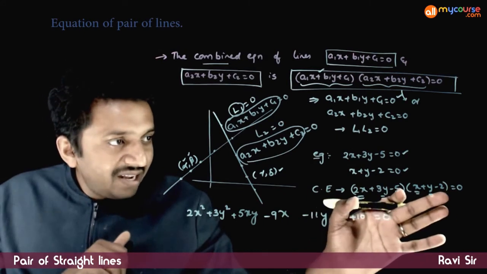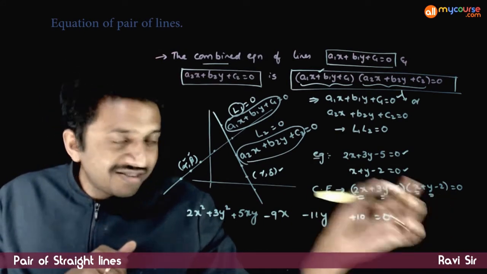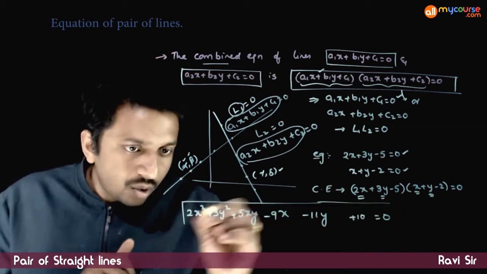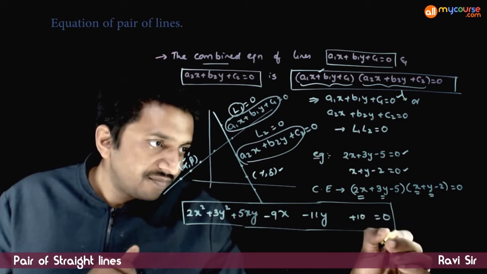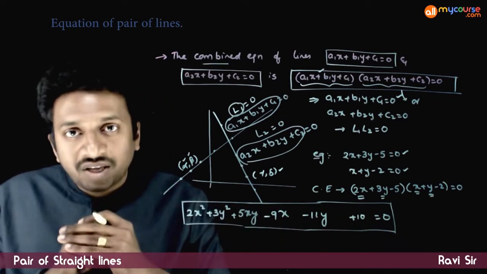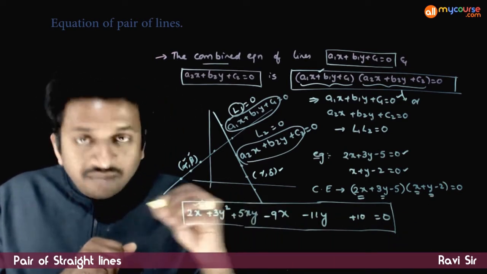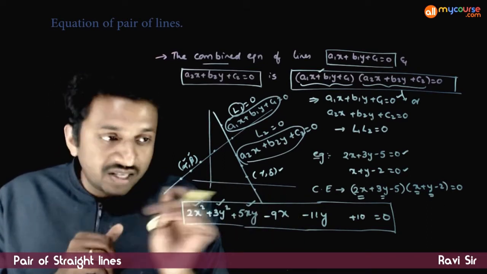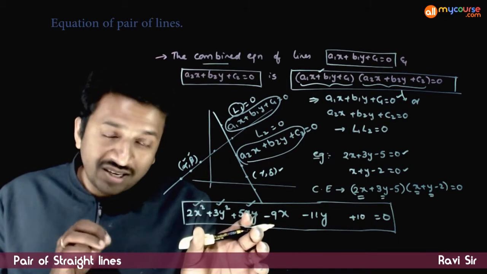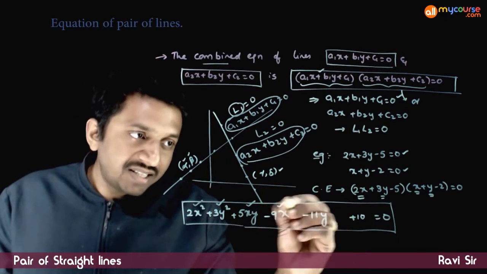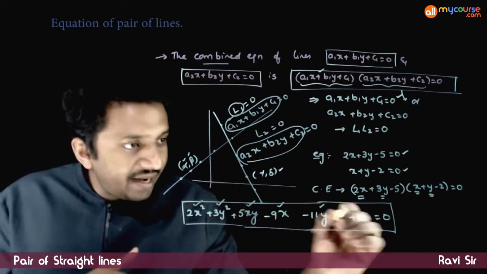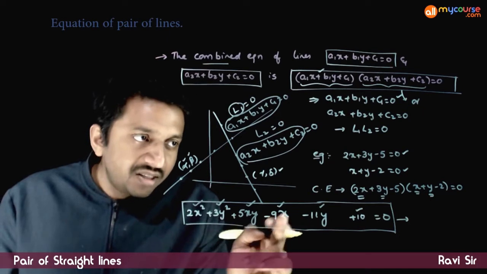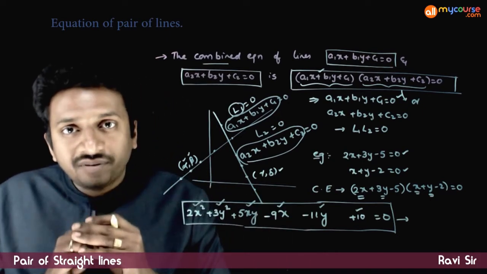So if you multiply two linears in x and y, you get a general quadratic in x and y. That is, you have an x square term, you have an xy term, you have a y square term. These are quadratic terms whose degree is 2, and you have an x term and a y term and a constant. So these are the different terms that you can expect in the equation of a pair of lines.